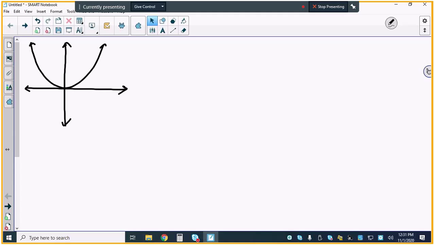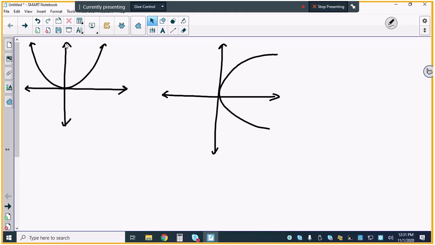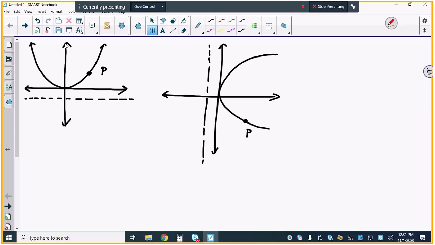I'm going to just talk about the up one and the right and left one, for which I will use the picture that is opening to the right. Formally speaking, there is a point on the parabola, say P. There is a line called the directrix for the parabola, and the line is the dotted line. If you take any point P on the parabola, then this point is always at the same distance from the directrix and from a special point on the axis of symmetry called the focus of the parabola.